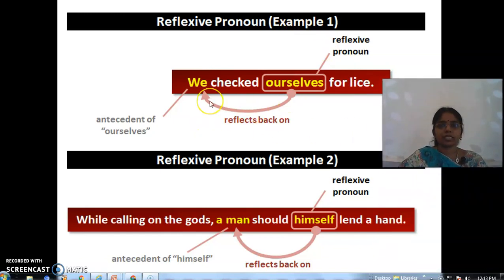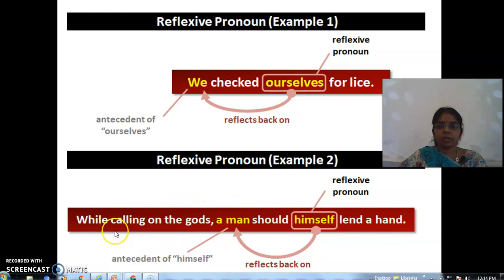Right? First example, we checked ourselves for lice. Ourselves is a reflexive pronoun and this reflects back on the subject we. Ourselves is a reflexive pronoun and it reflects back to the subject we, right? So, we checked ourselves is an exact reflexive pronoun.